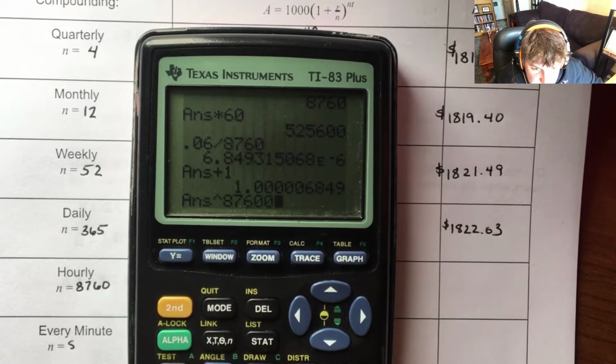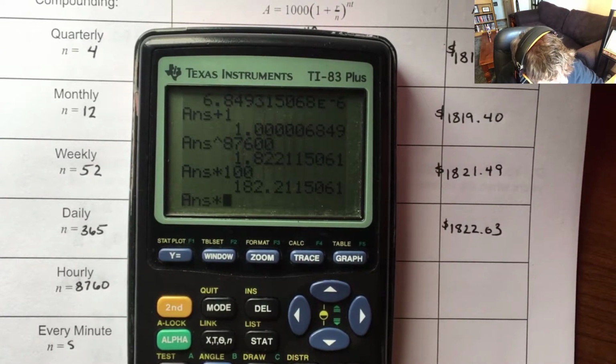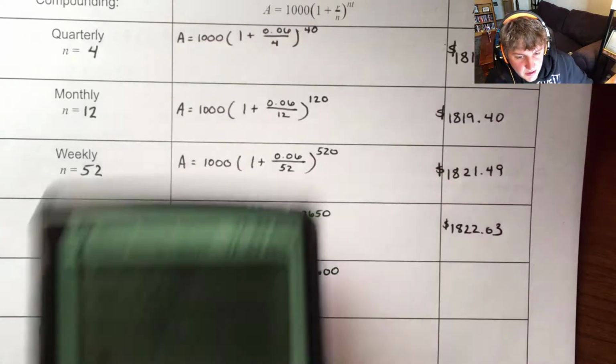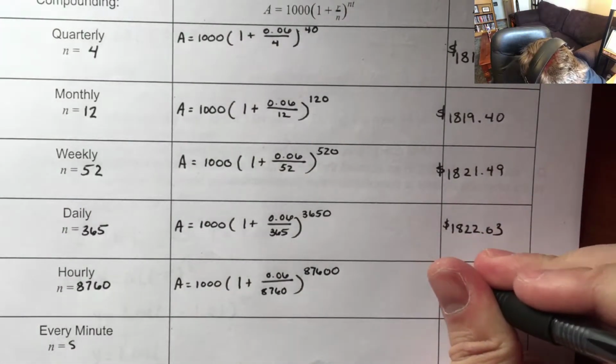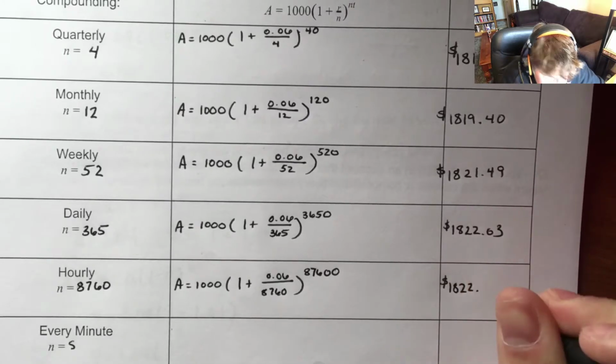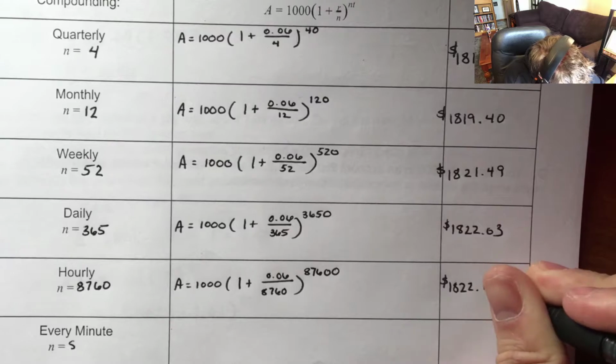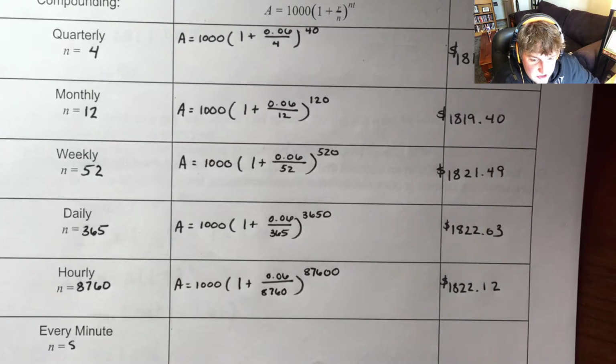87,600 power and multiply by 1,000. I accidentally did 100 there, no big deal. Okay, you may have noticed that this amount of money we're having is almost the exact same, but the cents have just increased.